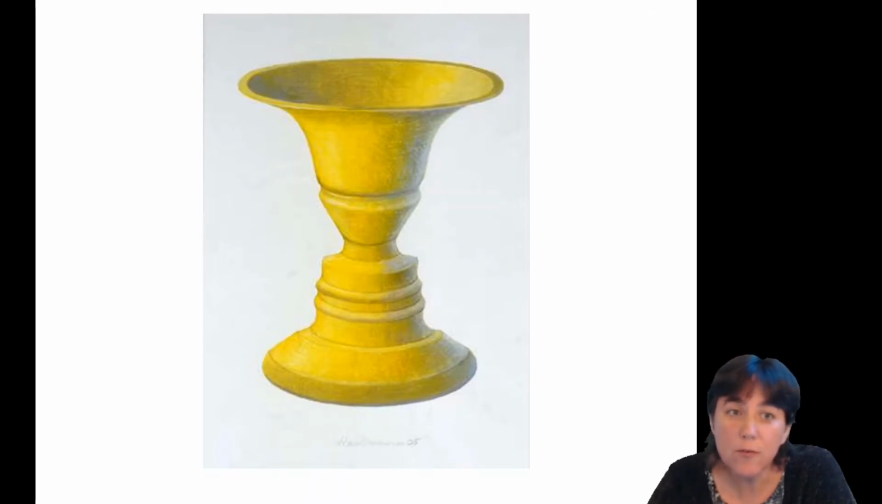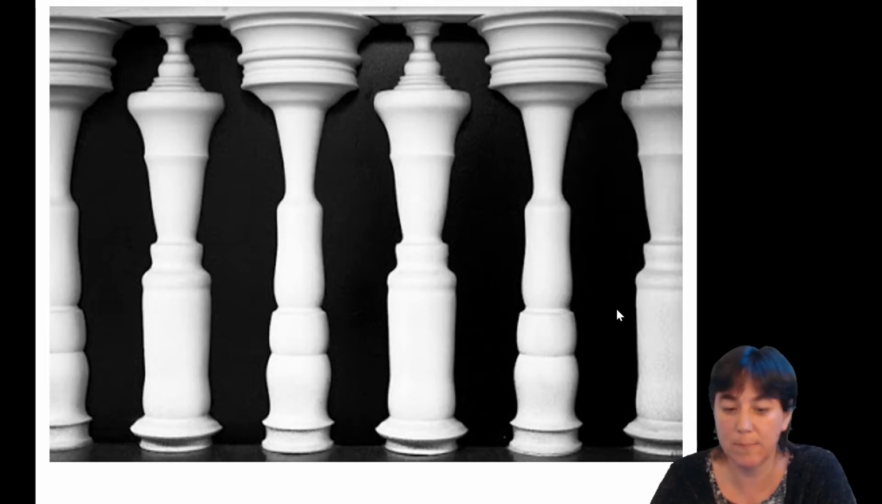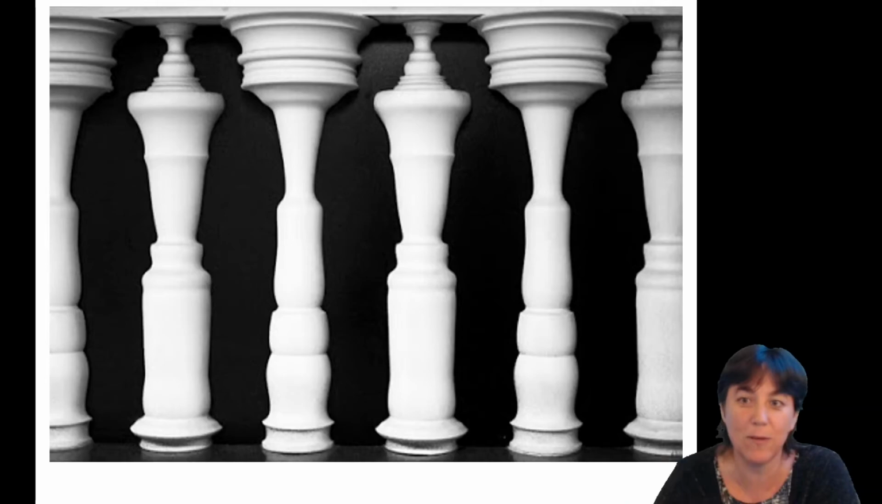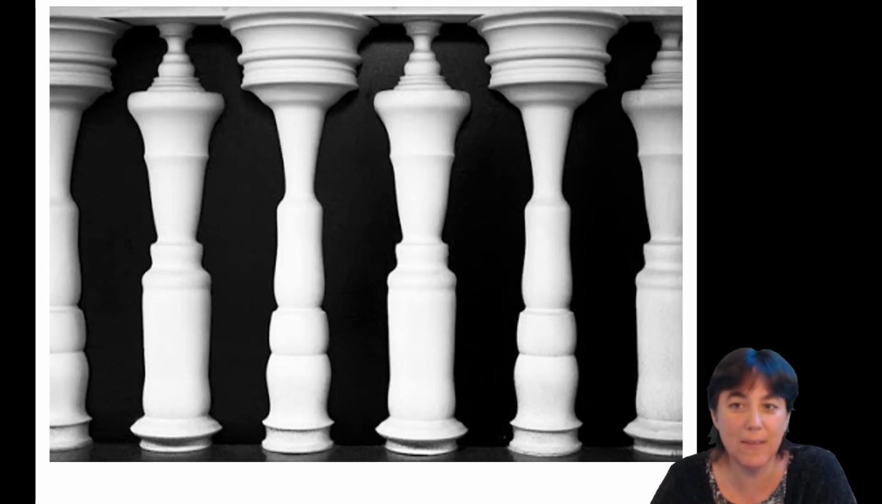The object of interest will always appear more solid than the ground, and it will appear in front of it. The interesting part is you can change the way you see these pictures. So with this one, as well as this one, you can see either the figure or the ground. You can see the black or the white as figures. You cannot see both at the same time. It's a good thing to try.